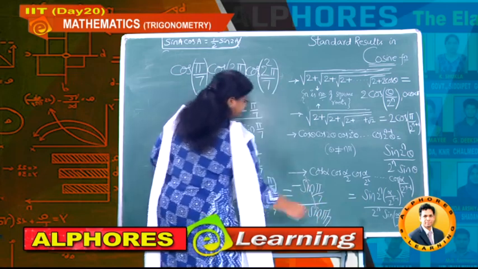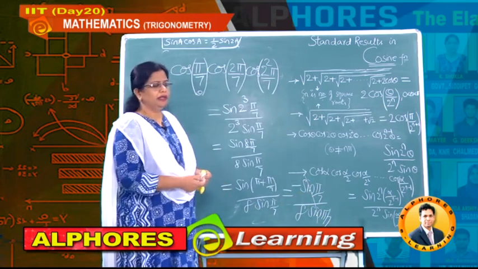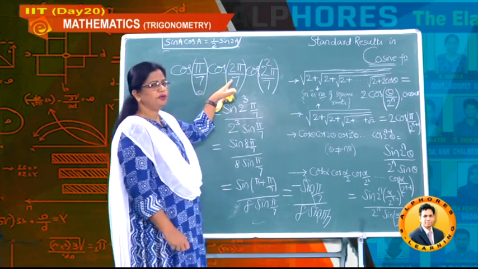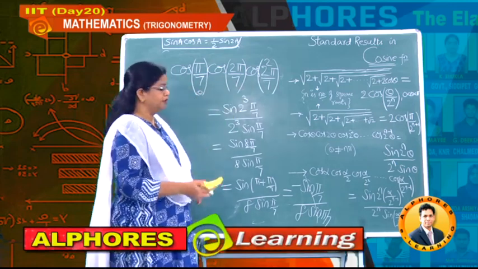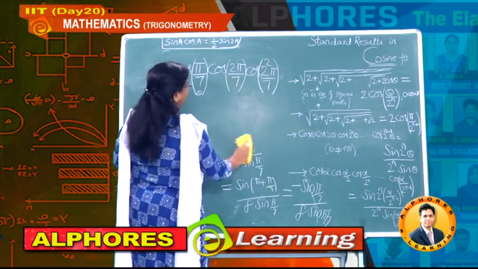Therefore these two terms get cancelled. Now what is your answer? Minus 1 by 8. Therefore for this value cos pi by 7, cos 2 pi by 7, cos 2 square pi by 7, the answer you got, how much here? It is minus 1 by 8.